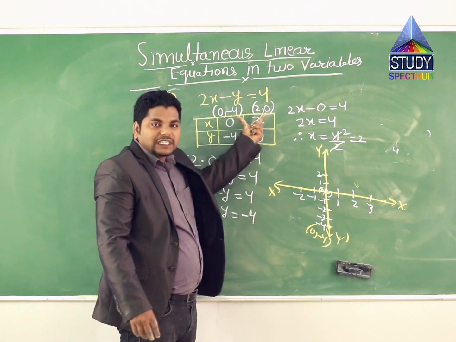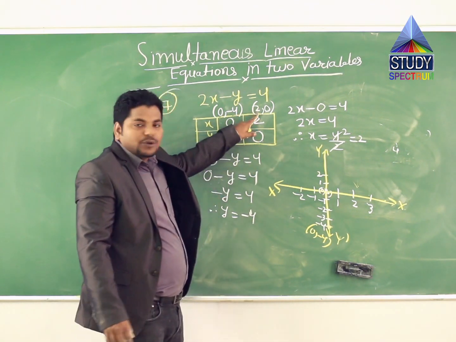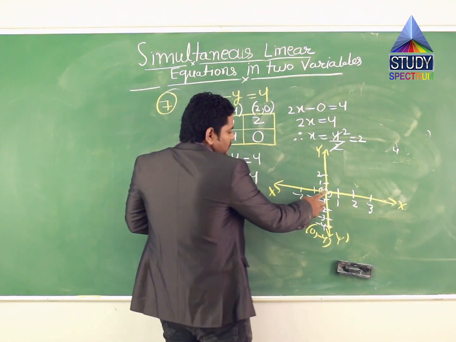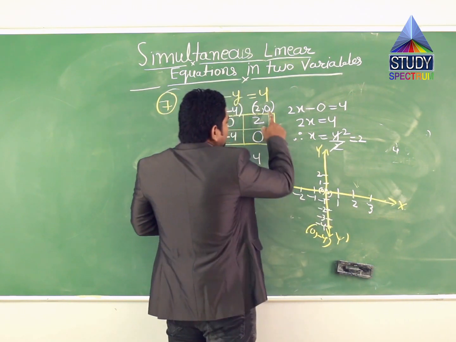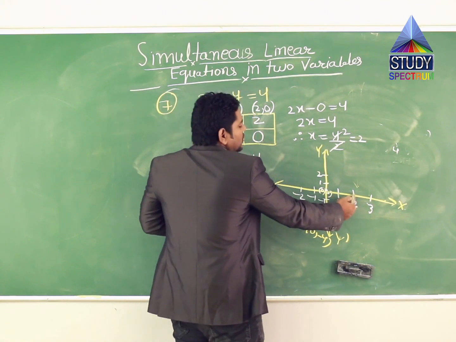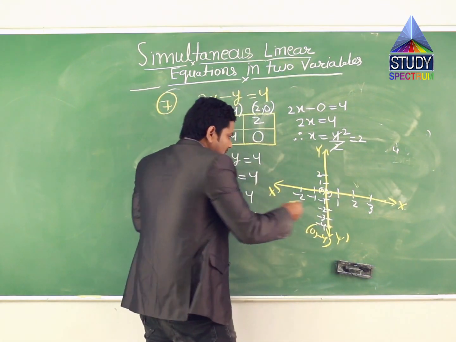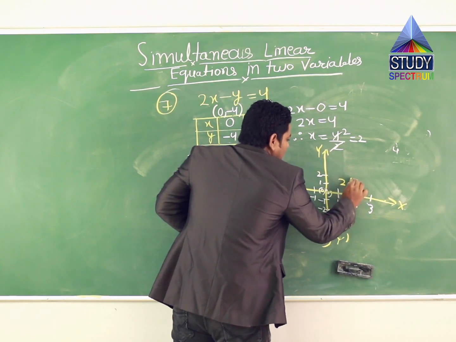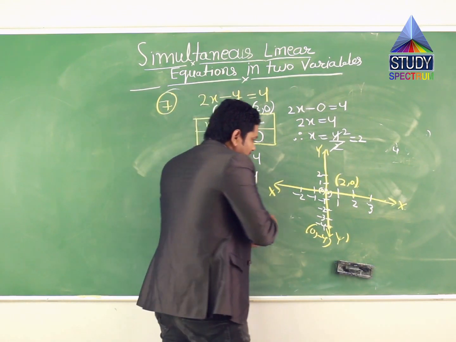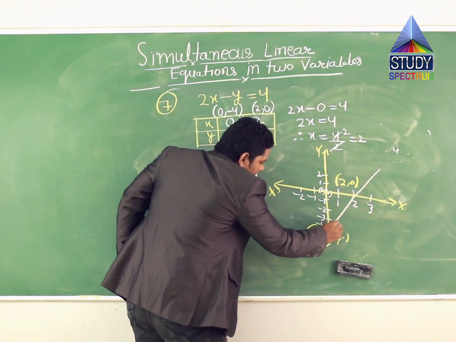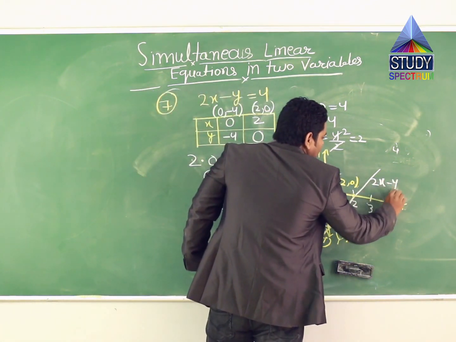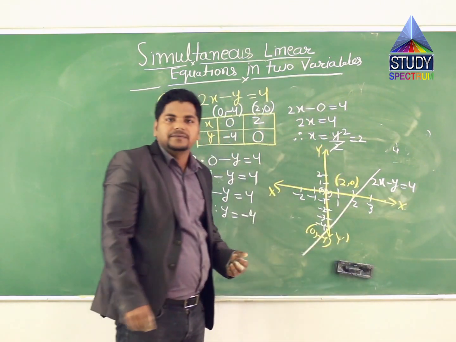Now go for the second point. X coordinate is 2. It means we have moved 2 units in positive x direction. So it is 0, 1, 2. But in y direction we have not moved anything. So 1, 2, and we have not moved in y direction. So this is the point 2 comma 0. Make them join and you will get a straight line. So this is a straight line, 2x minus y equal to 4.